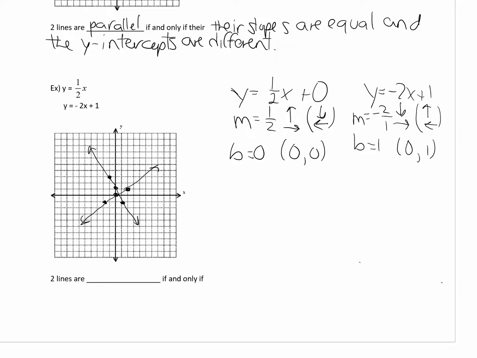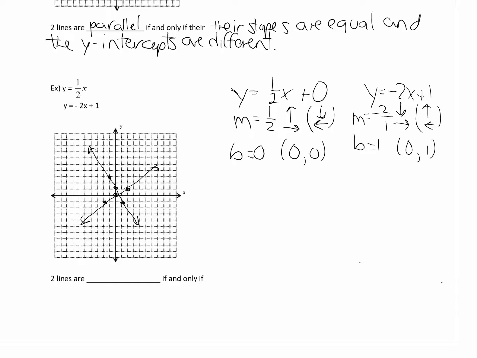So what do you notice here? Well, the two lines certainly intersect because there's a point of intersection right there. But they're also perpendicular because their intersection forms 4 right angles. So, what do you notice about their slopes? Well, the slope of the first line is 1/2. The slope of the second line is negative 2. So they are opposite reciprocals.